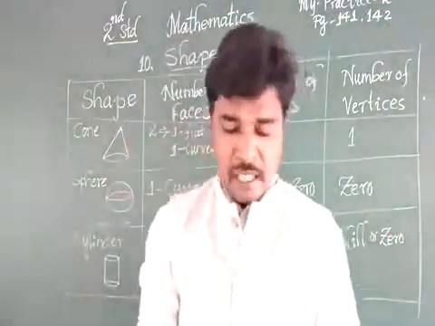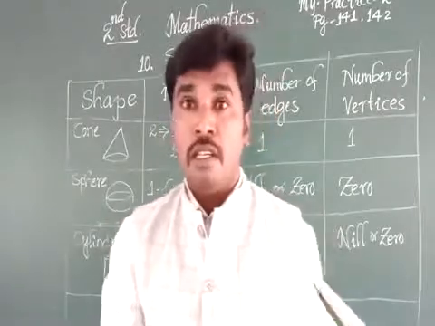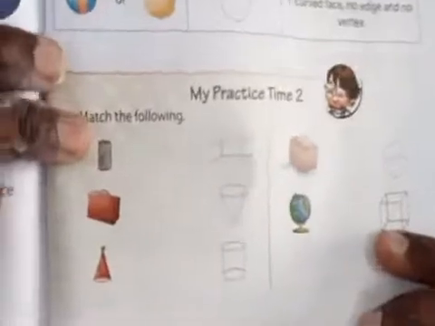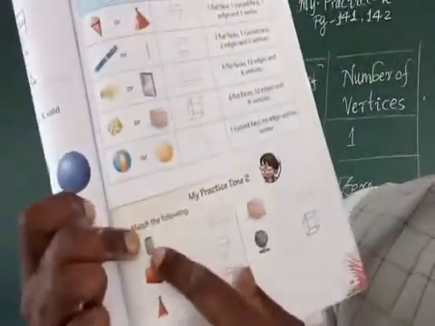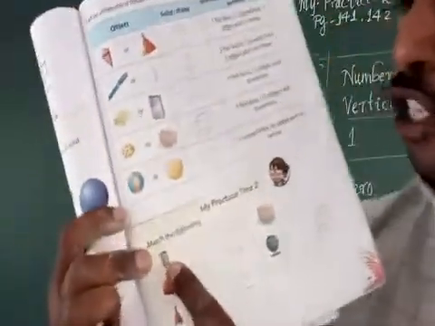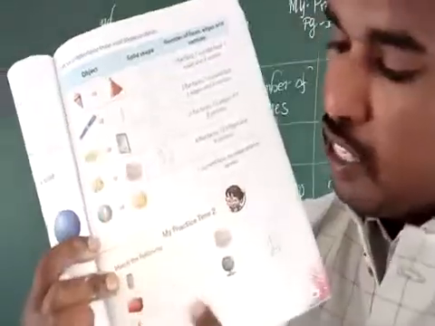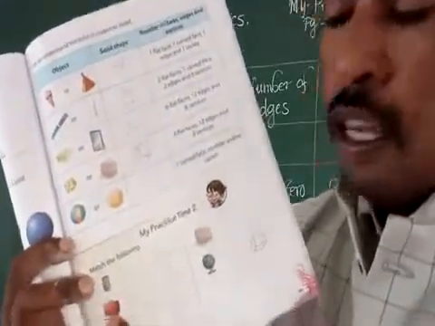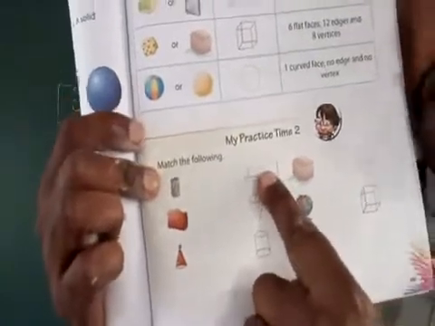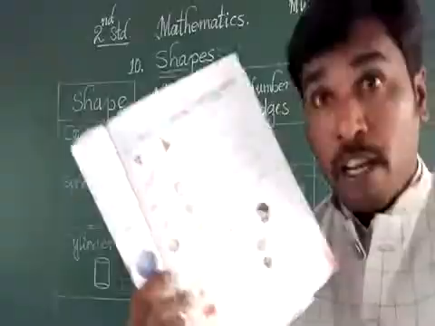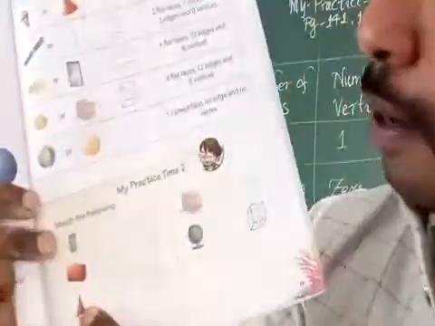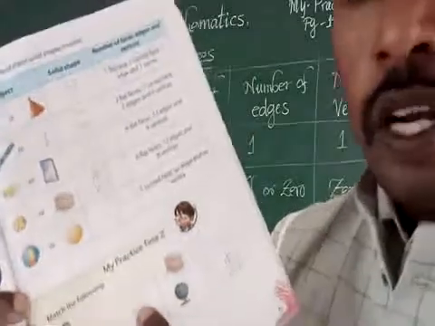The first main is match the following figures. Some objects are given. Observe, dear children. Match the following. So first is a juice bottle. It is in which shape? You match it. It is in cylindrical shape. Then a suitcase. It is in cuboidal shape. Here it is a firecracker. Firecracker is in which shape? It is just like a cone, inverted cone.